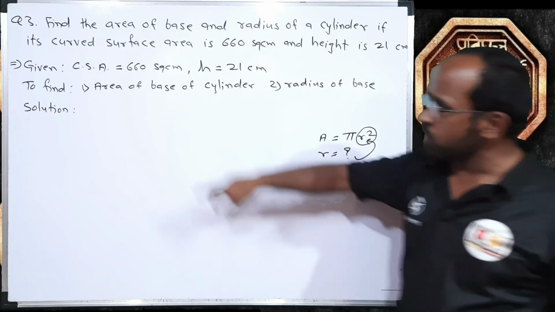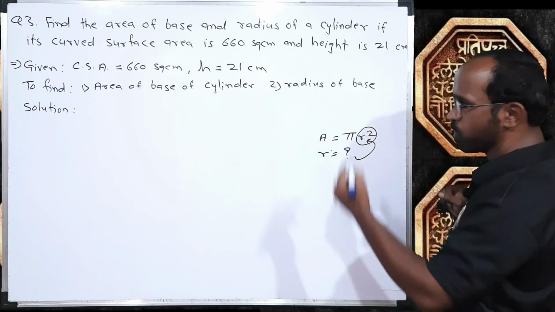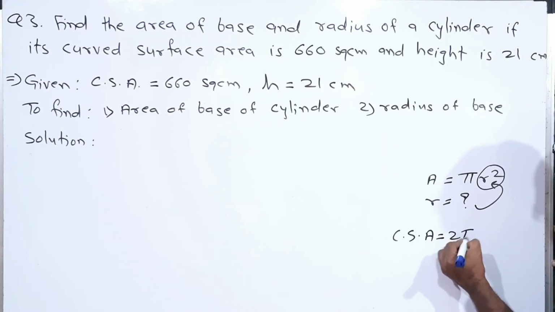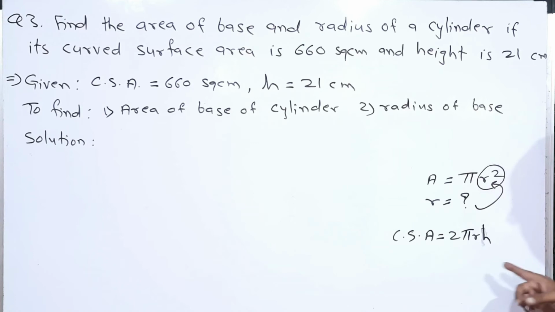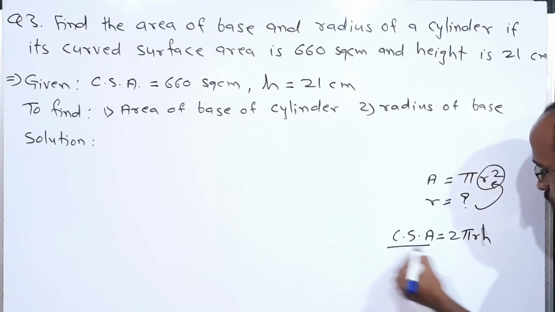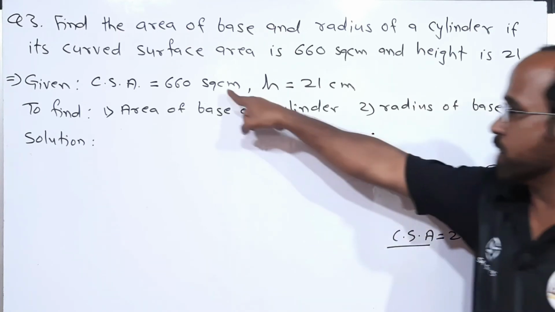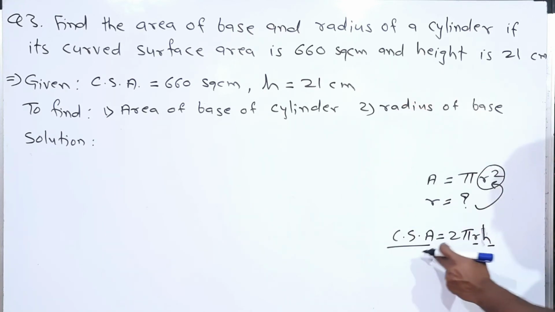So let's find radius. Is there any clue given to find out radius? What is given? Curved surface area and height. What is the formula for curved surface area? CSA is equal to 2 pi r h. How many values? CSA one, radius second, height third, because 2 and pi are constant. Among these three, if two values have been given, we can find out third. CSA given, r we have to find, h given. So based on this we can find out r.